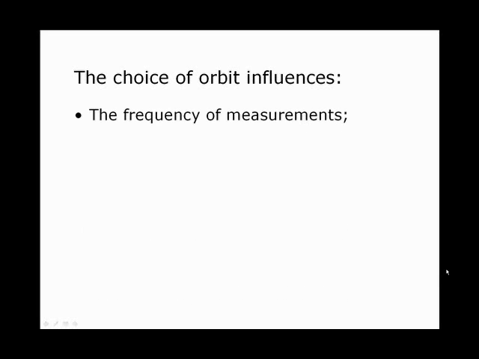So why do we need to think about the types of orbit? Well, the key thing that I've mentioned already is that the choice of orbit actually determines the frequency of the measurements. So am I going to get measurements of, say, the atmospheric temperature every 24 hours, or is it going to take a week before I get the measurements? These kinds of questions are very important.